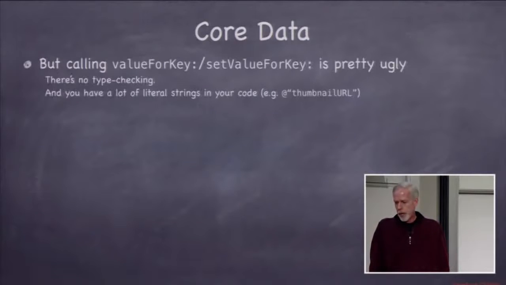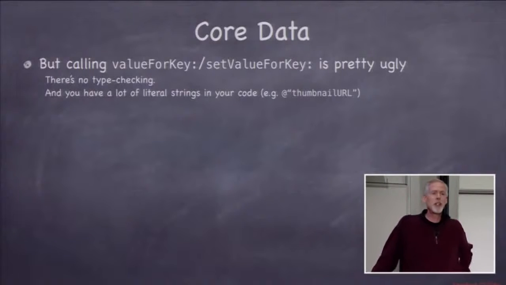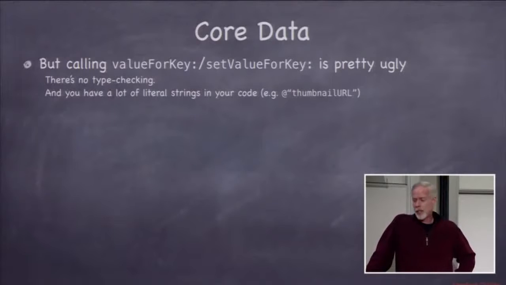Okay. Calling value for key and set value for key like this, though, kind of results in some ugly code, because it's not type checked, right? Value for key and set value for key. That should be set value colon for key colon. That just takes ID, right? Returns ID. So it's really not type checking any of that stuff.